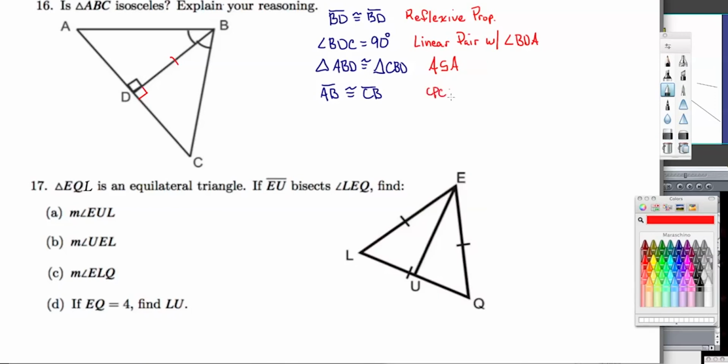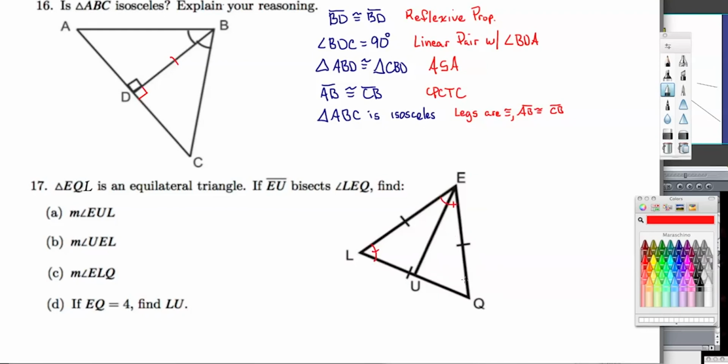So then I know AB is congruent to CB because corresponding parts of congruent triangles are congruent, CPCTC. And that's the definition of an isosceles triangle. If we have two legs that are congruent, it's isosceles. So that proves that. So 16 is done.